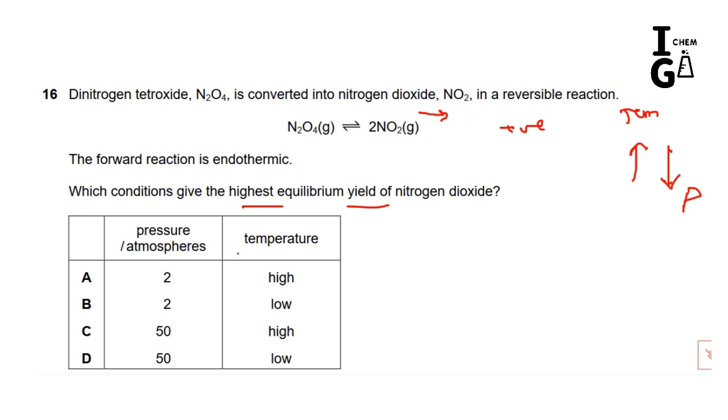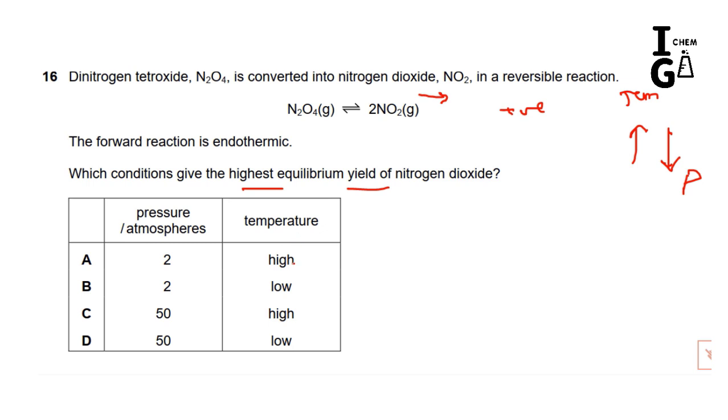So the correct answer: temperature should be high, so it should be A or B, and the pressure should be low, so this is high temperature and low pressure, so this is A. Again, guys, we choose high temperature and low pressure, so 2, because 2 here is smaller than 50, so this is the correct answer.